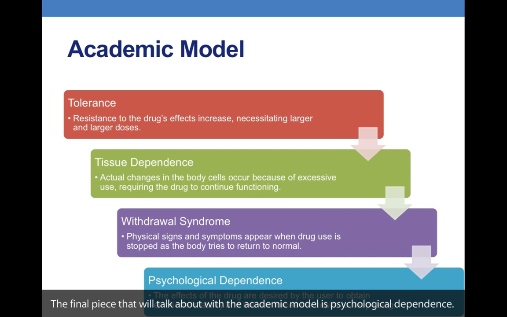The final piece that we'll talk about with the academic model is psychological dependence. This results from the action of the substance or behavior of abuse impacting brain chemistry and the individual feeling the need to continue to use for emotional stability. The pleasurable effects of their using reinforce the desire to use, and this is recognized as an important motivating factor in developing an addiction.